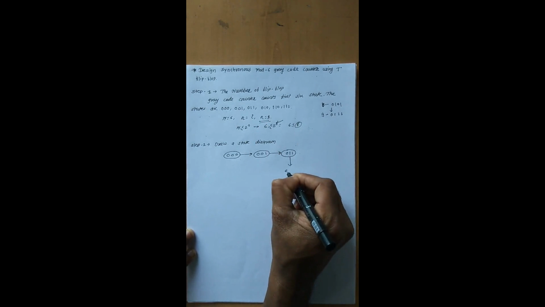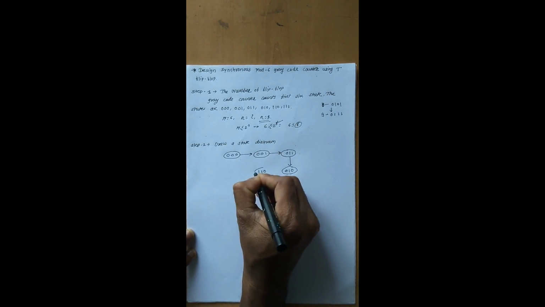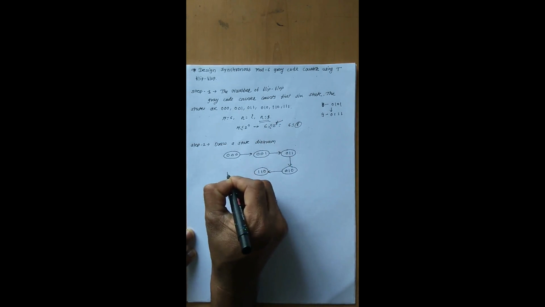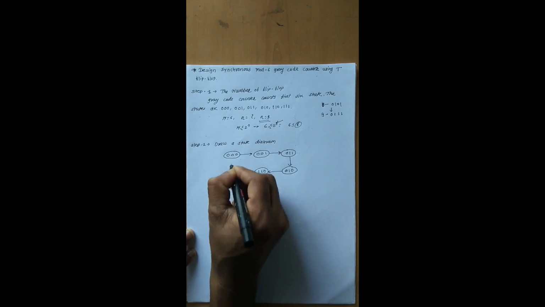Then it goes to 010, then it goes to 110, it goes to 111, and then it goes back to the original position. This is the state diagram of the mode 6 gray code counter.